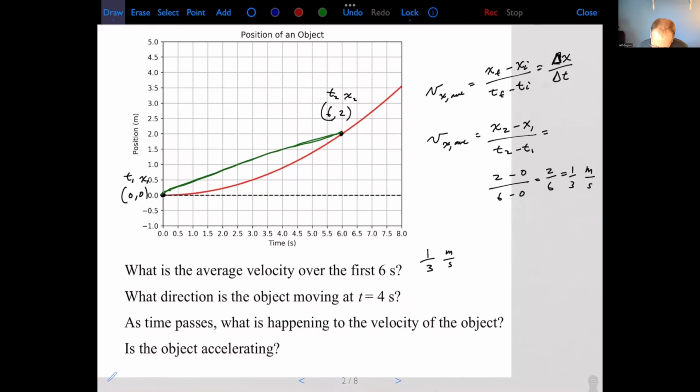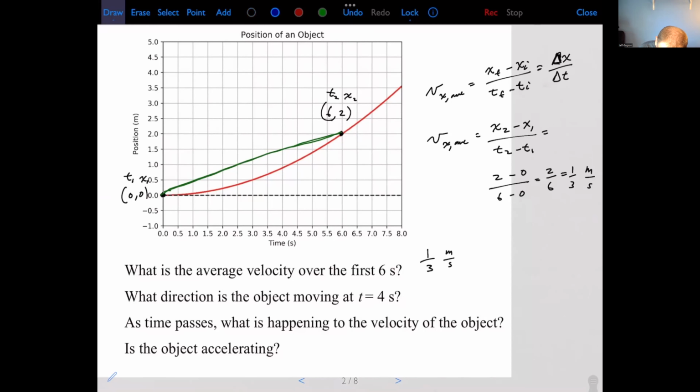What about the second question? What direction is the object moving at 4 seconds? Well, the velocity of the object tells you the direction, right? If the velocity is positive, it's moving to the right or moving forward. If the velocity is negative, it's moving to the left, it's moving backwards. If the velocity is 0, then it's at rest. So how do I find the velocity at 4 seconds? I go to the graph.